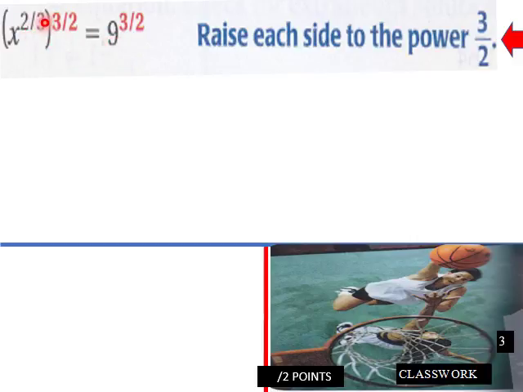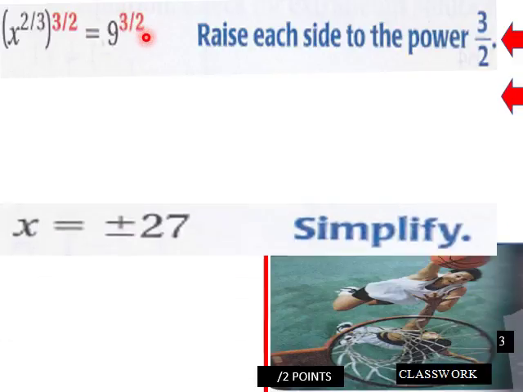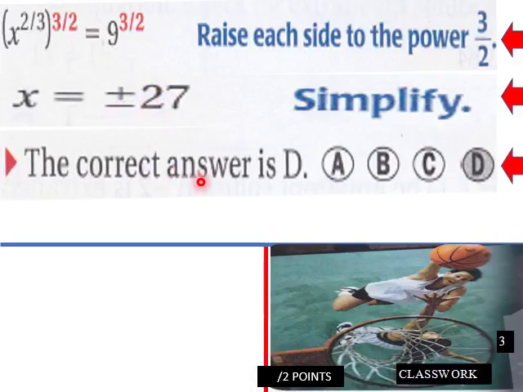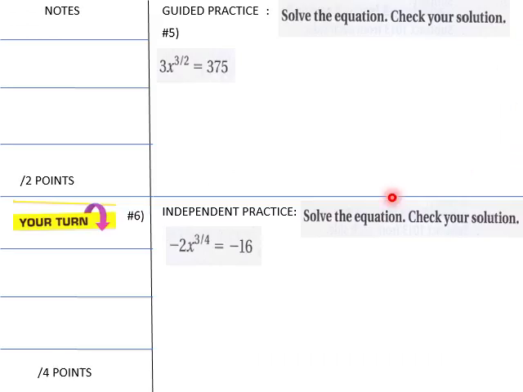So the way that we get rid of this exponent here is we multiply it by its inverse, which is 3/2. So we raise each side to the 3/2 power. What we do on this side, we have to do on this side here. And then this cancels out. We have x equals 9 to the 3/2, 9 cubed. And then taking the square root of that would be 27, plus or minus 27. So the correct answer would be D for that one.